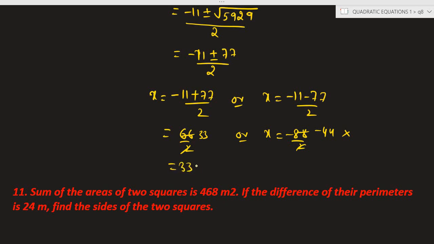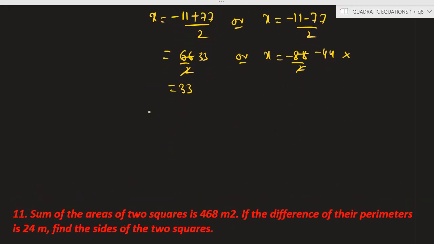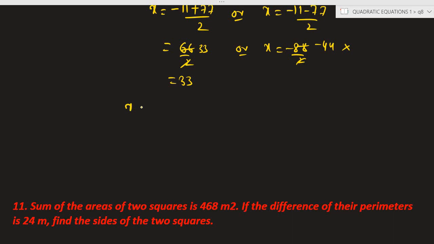Okay, right? X is equal to 33. This is the answer for the passenger train. We need to find the speed of the express train. Therefore, the express train speed is equal to 33 plus 11, that is 44.